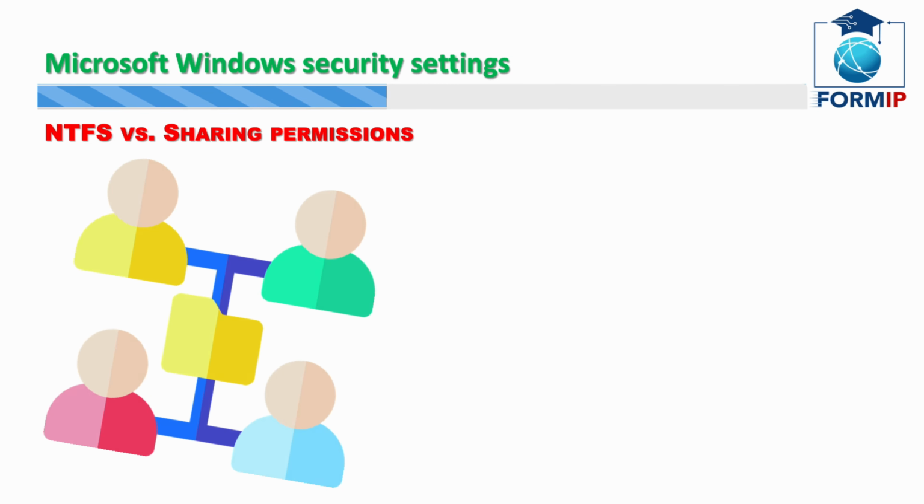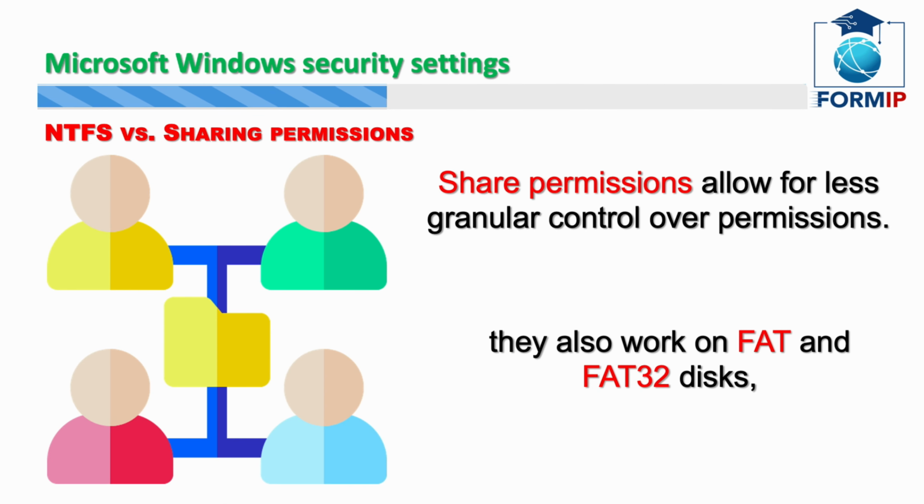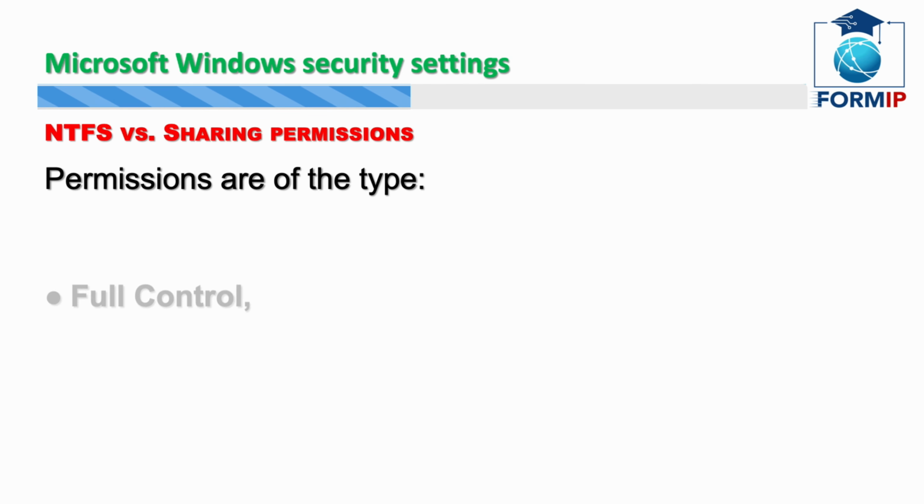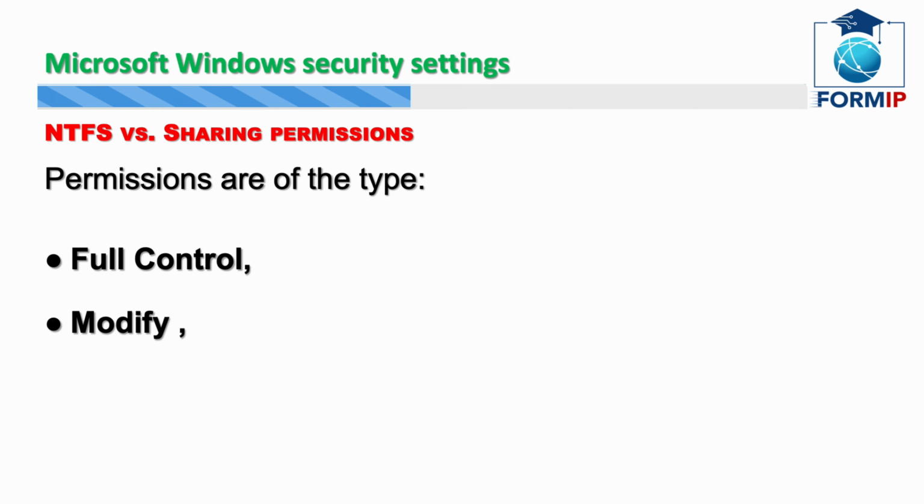Share permissions, on the other hand, allow less precise control over permissions. Since they do not rely on the file system, they also work on FAT and FAT32 disks, but only apply to files shared over the network. The authorizations are then of the type full control. Users can read and edit and run the files. Edit. Users can view and edit files and folders. Reading. Users can open the files and folders. Regardless of the type, permissions are assigned either to users or to groups of users.